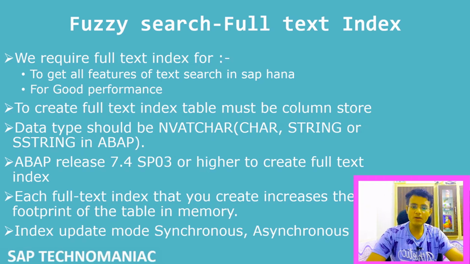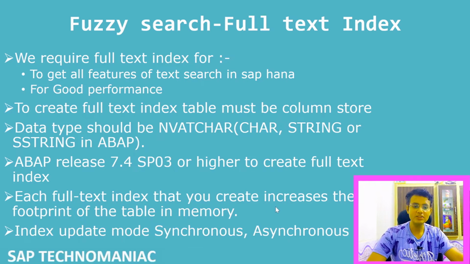With support package 7.4 and higher you can create the full text index in ABAP itself. Otherwise, for lower versions, you have to create it in HANA itself. You have to go to HANA, write the SQL script language, and create this particular full text index there.